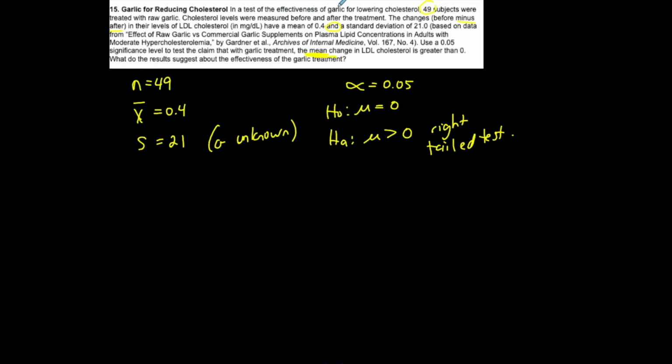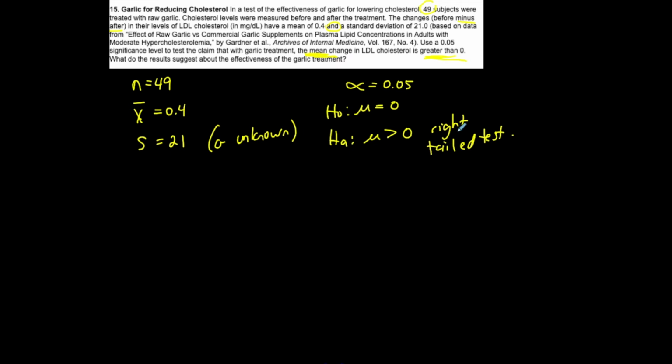In the test of effectiveness of garlic for lowering cholesterol, 49 subjects were treated with raw garlic. That looks good. Cholesterol levels were measured before and after the treatment. The changes in their levels have a mean, so their sample mean, and a standard deviation. Their sample standard deviation is 21. Use a 0.05 significance level to test the claim, set this up, that the mean change, mu, is greater than 0. Alternative is greater than 0. The null always carries the equal to. So it's greater than, points to the right. The alternative tells us the type of test.